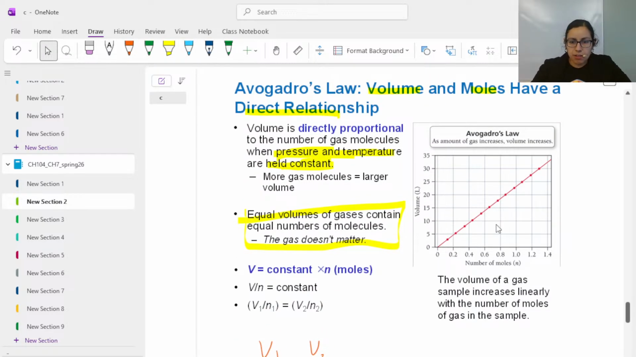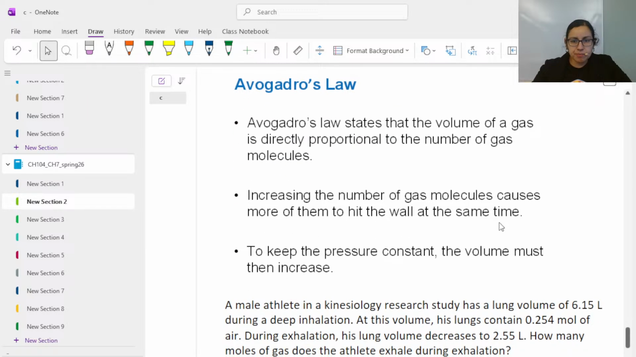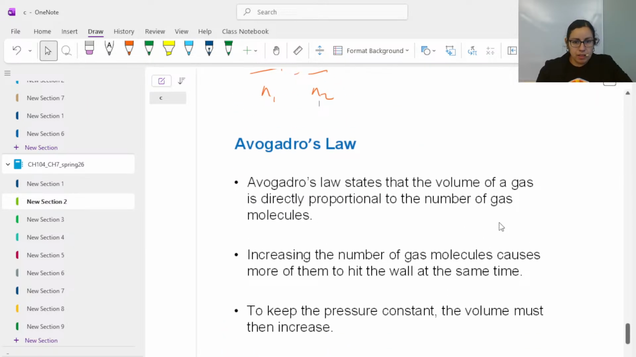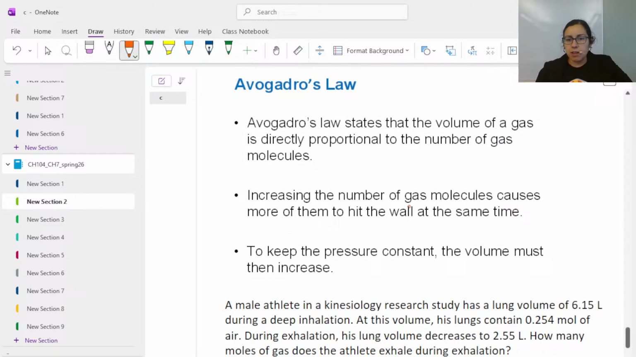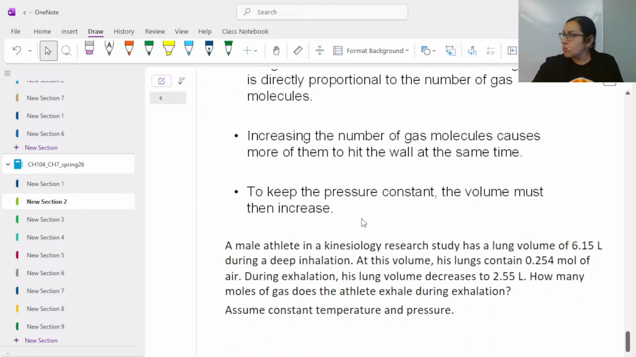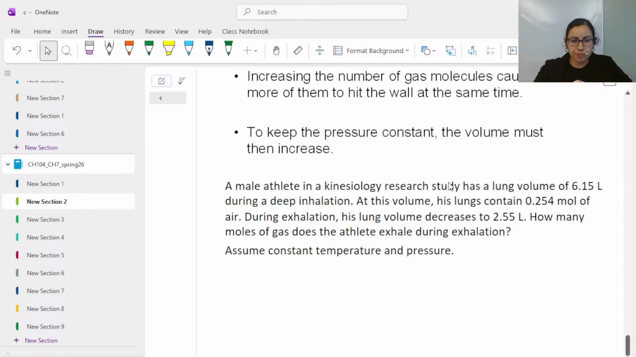And so again, you have a nice graph of that linear relationship. Our volume is directly proportional to our number of gas molecules. So again, we increase the number of gas molecules. That's going to give us more physical particles to physically hit the wall or whatever pool of mercury we're using. And so like we saw with that nice simulation, to keep our pressure constant, our volume must then increase.